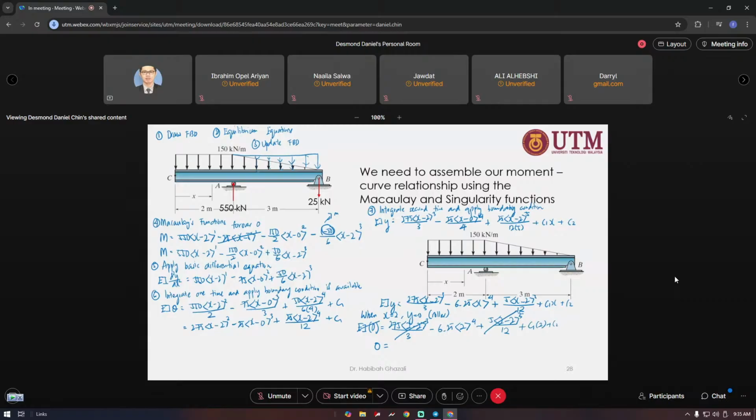How much do you get? 16. Okay, so 16 multiplied by 6.25? 100. Yes, 100. Okay, so negative 100, right? Plus 2C1 plus C2, isn't it? So 2C1 plus C2 equals to 100.